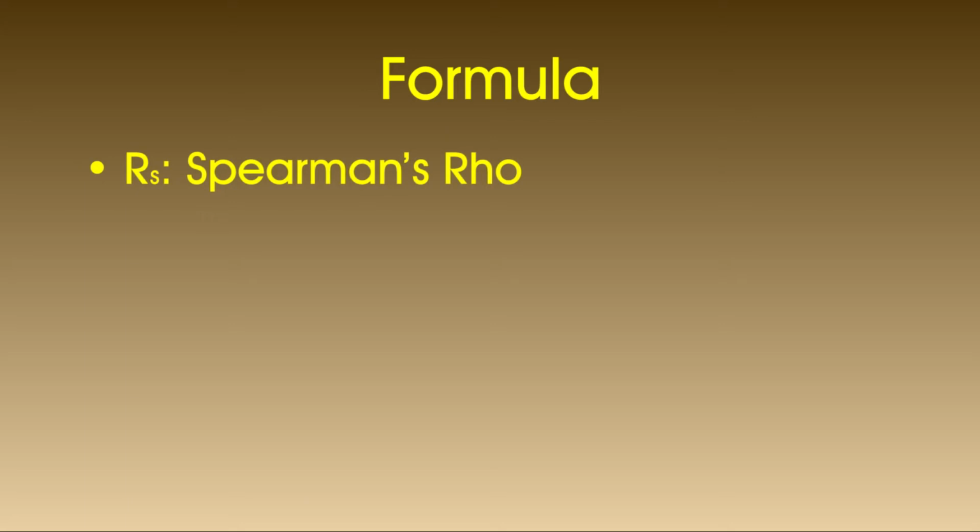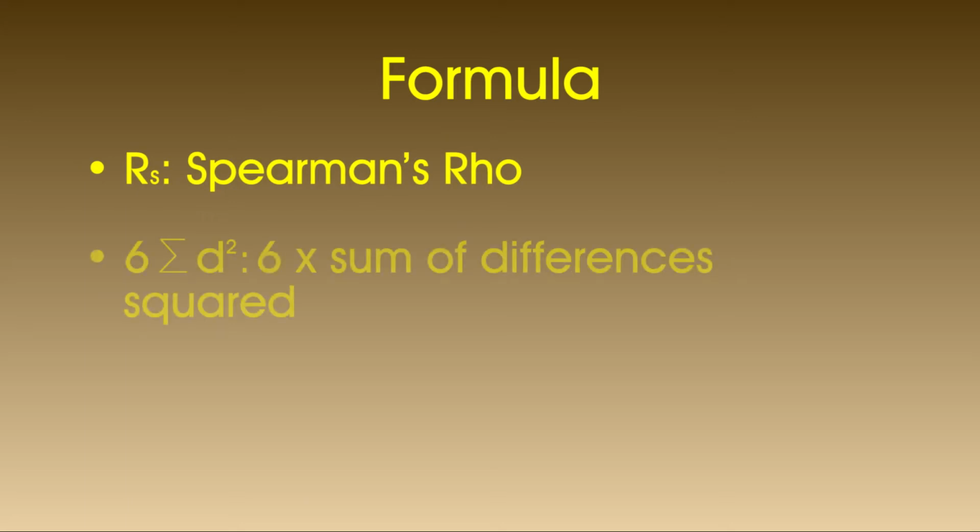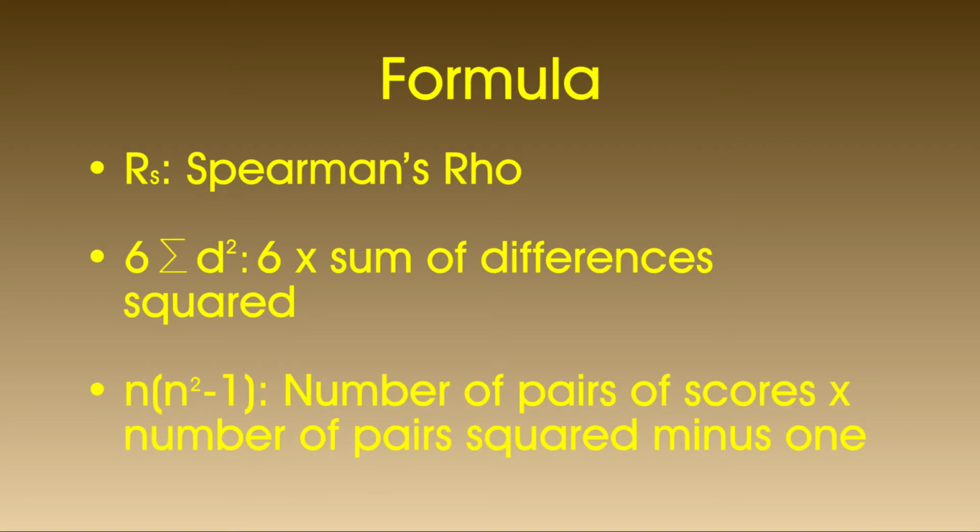In the formula, RS simply means Spearman's rho, 6 sigma d squared means 6 times the sum of differences squared, and n(n squared minus 1) simply means the number of pairs of scores times the number of pairs of scores squared minus 1.